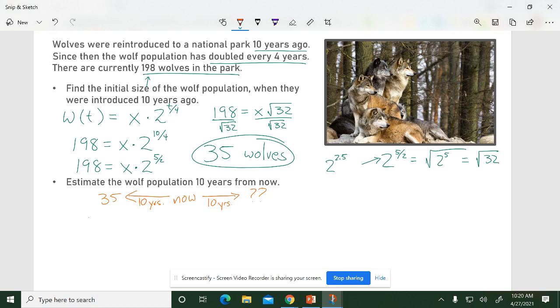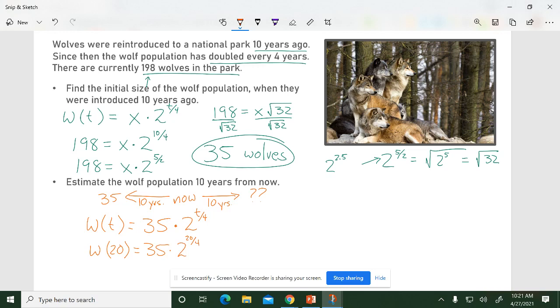We can say W of t, wolves after t years, is equal to the original amount, which we know is 35, times 2, because we're doubling, to the t over 4 power. And now, since we're doing this 10 years in the future, so that's 20 years since we started, we can plug in 20. So we've got W of 20 equals 35 times 2 to the 20 over 4 power.